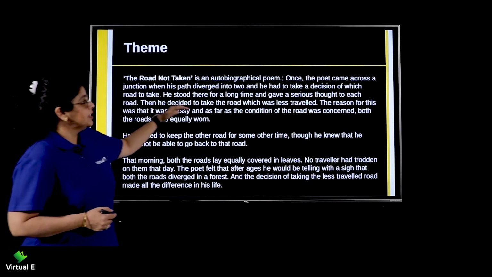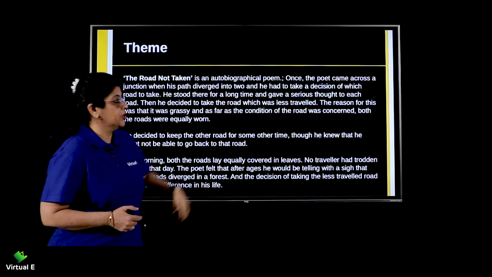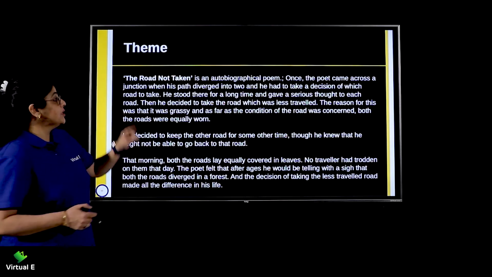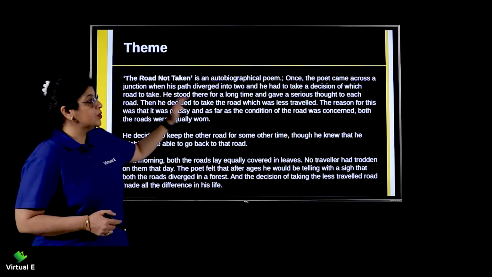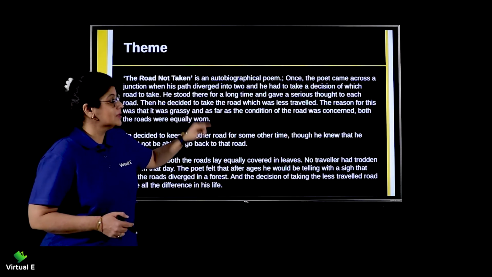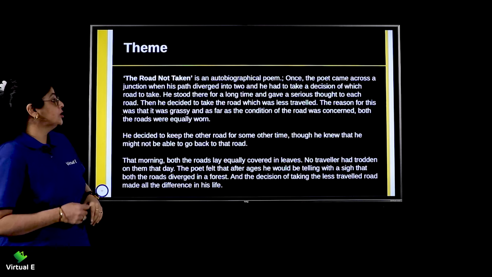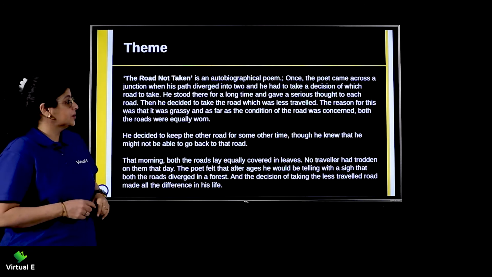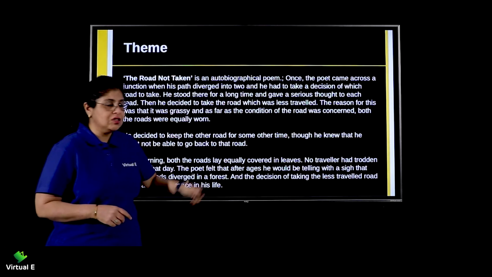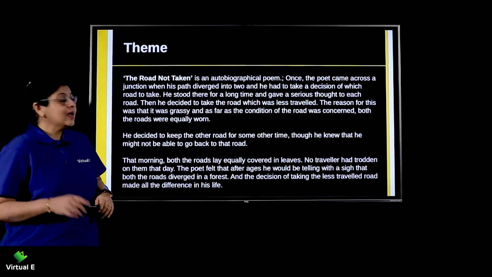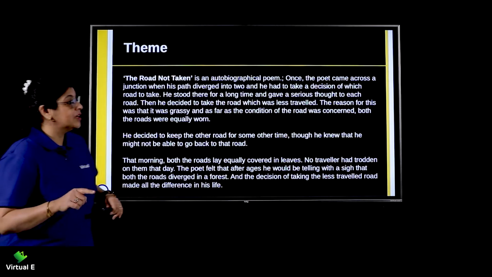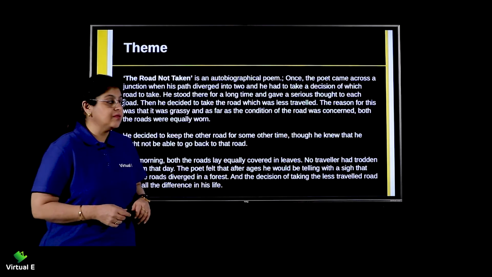The Road Not Taken is an autobiographical poem. Once, the poet came across a junction when his path diverged into two, and he had to take a decision of which road to take. He stood there for a long time and gave a serious thought to each road. Then he decided to take the road which was less travelled.